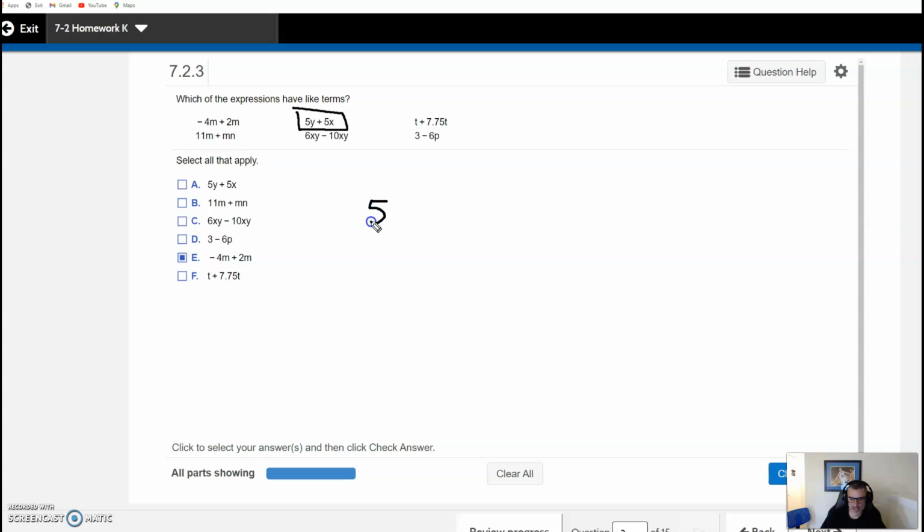5y plus 5x. Okay, this one has two terms. I think they all have two terms. I look at the variables. This one has a y, this one has an x. Those are not like terms, right? This one is talking about y's, this one is talking about x's. So I'm not going to select that one. That one does not have like terms.